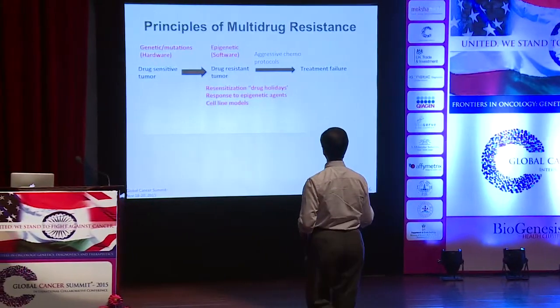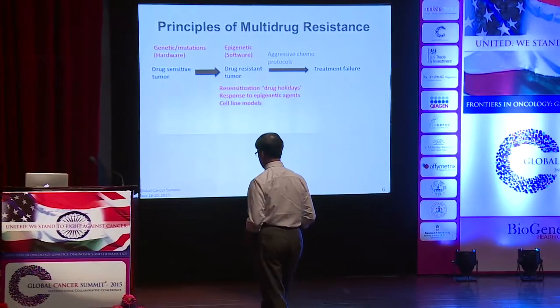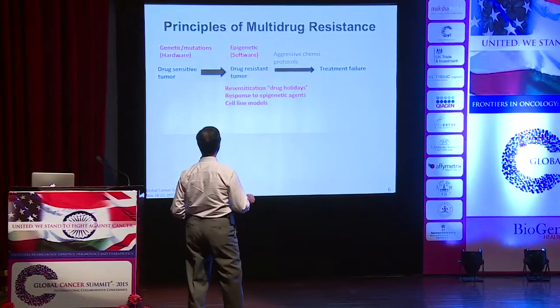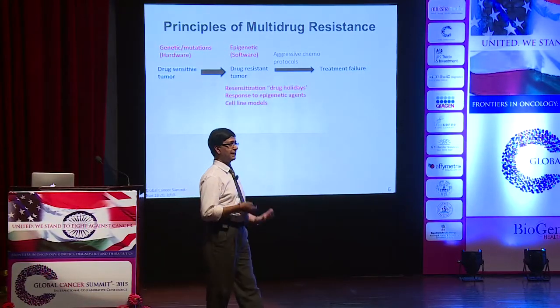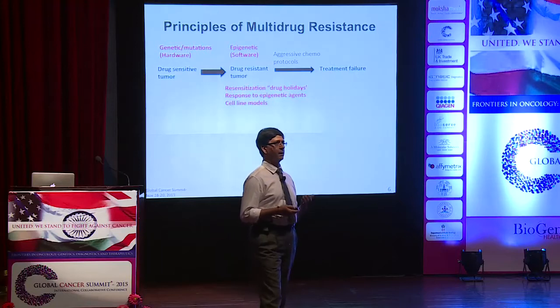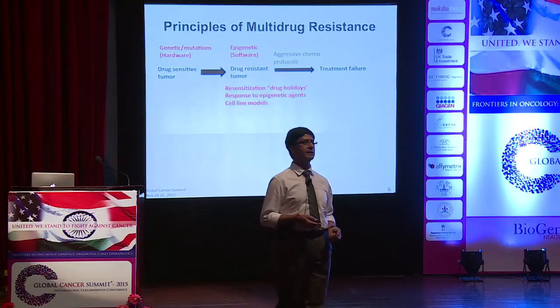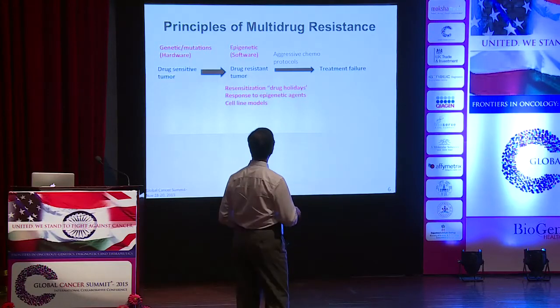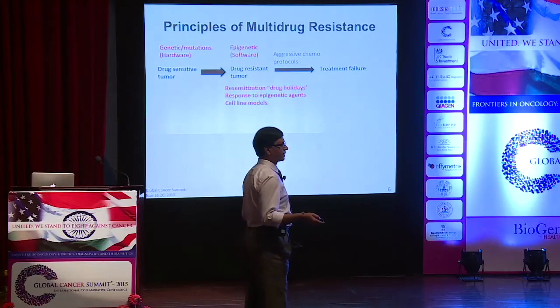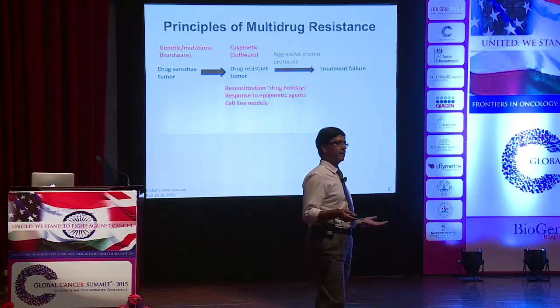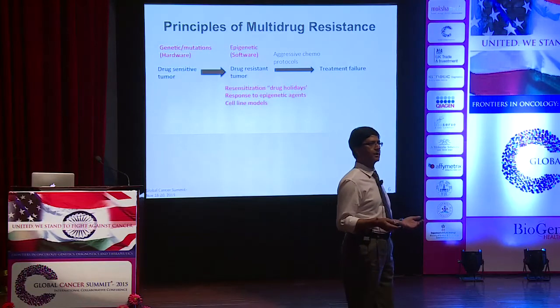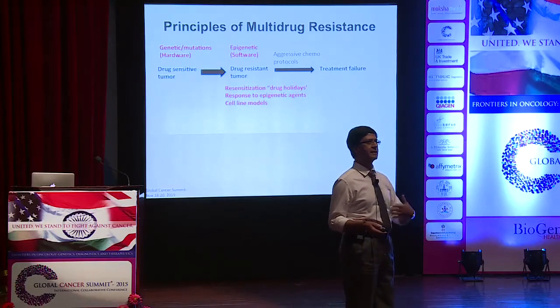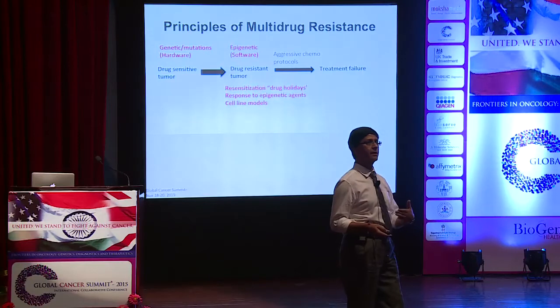Number two, response to epigenetic agents. There are some clinical trials where epigenetic agents to activate hypermethylated genes have shown some promise. And even in cell line models, we know that when you raise resistance in a cell line, you always maintain that cell line under continuous pressure of drug.